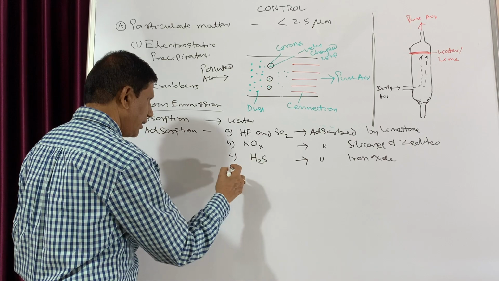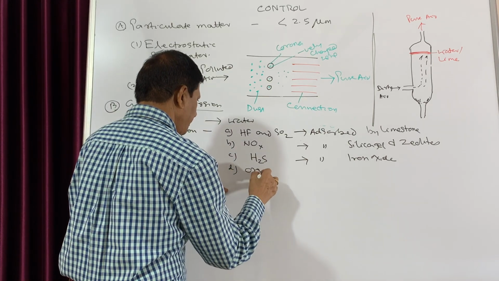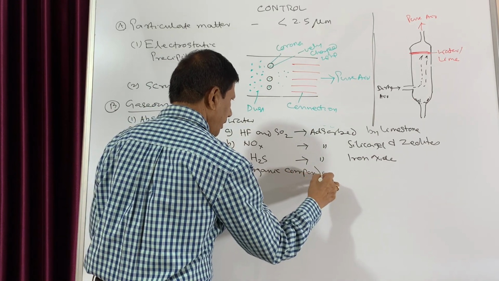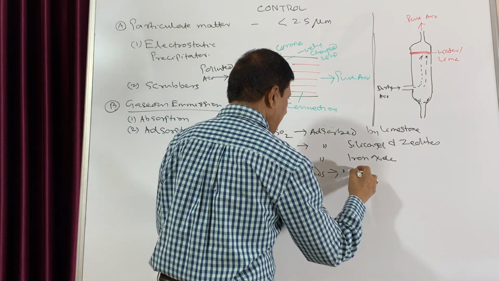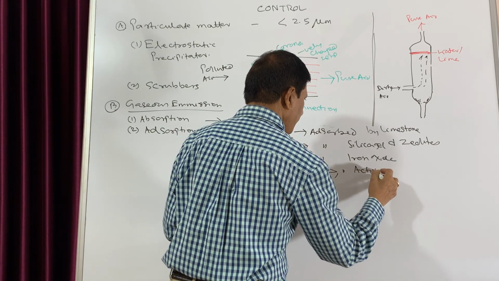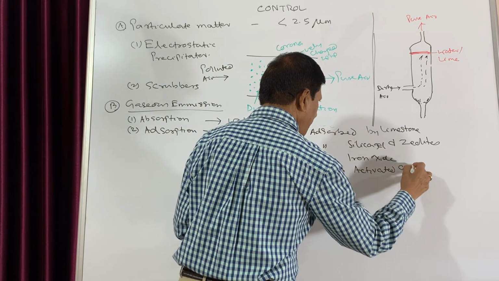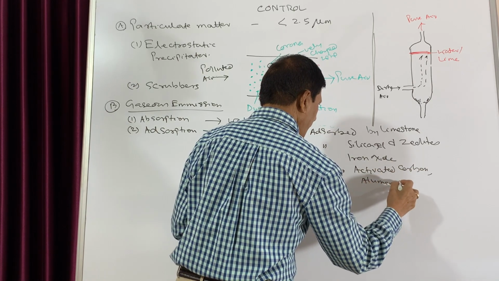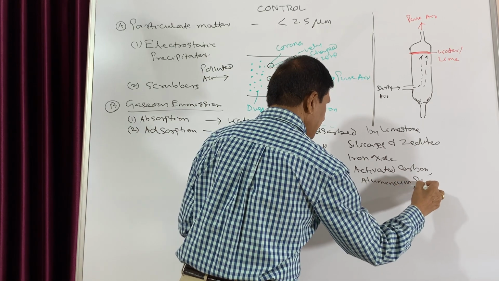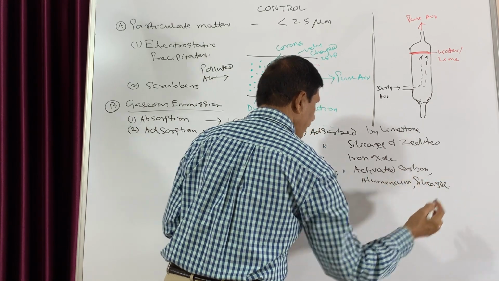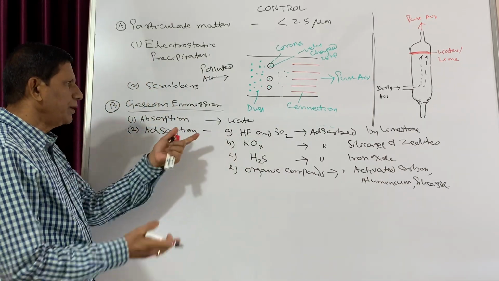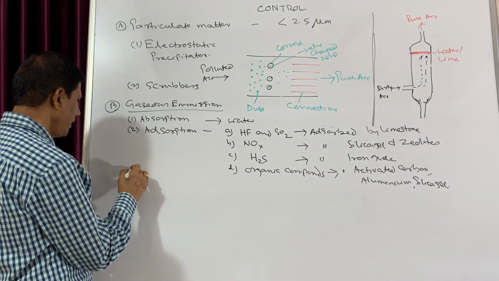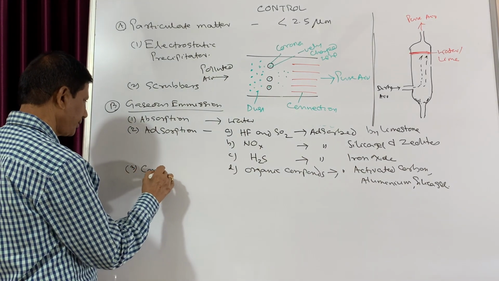And the fourth one, that is the organic compounds. Now usually they are adsorbed by activated carbon, aluminium, and silica gel. So the pollutants can be purified. Now the third method is combustion.